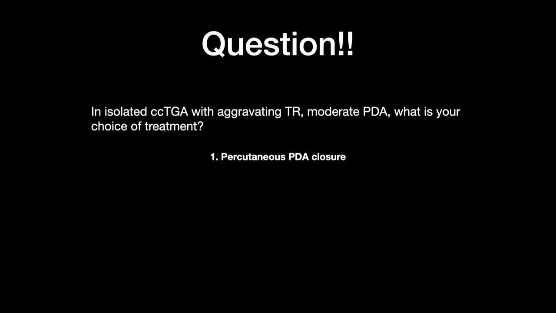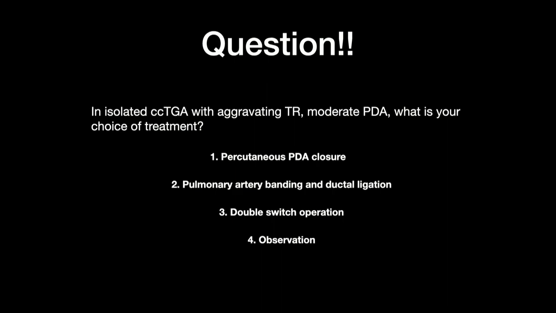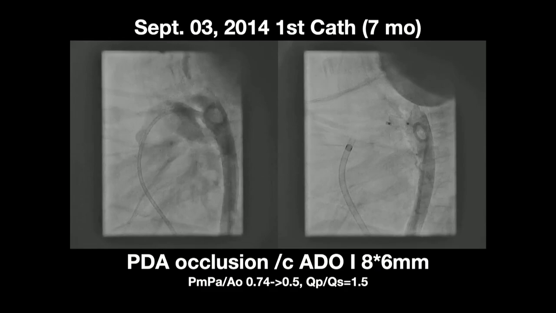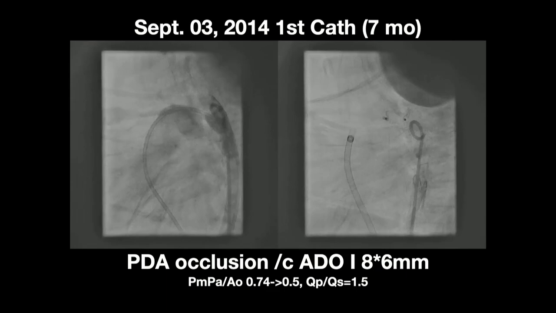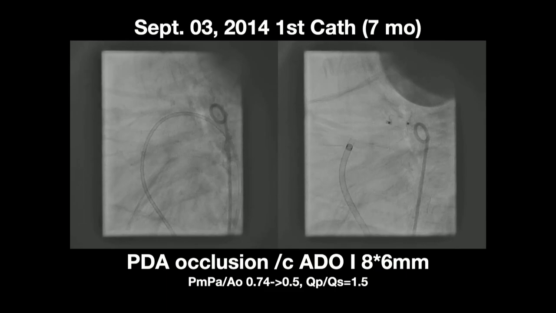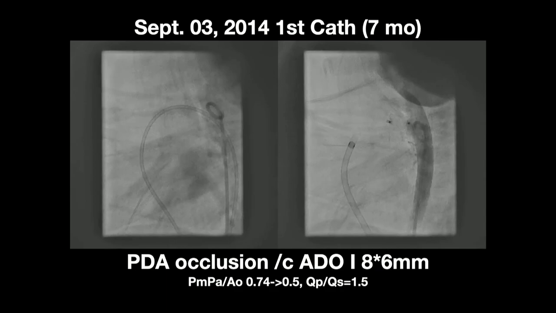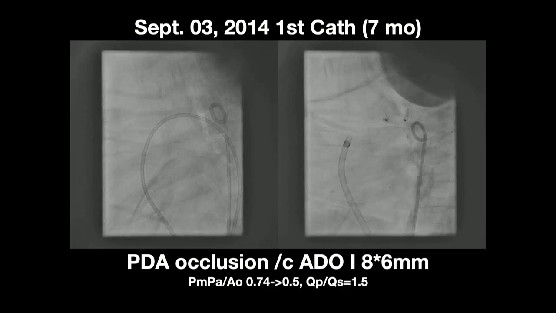So we went ahead with number one, percutaneous PDA closure, because we have excellent interventionalists. We performed PDA occlusion with ADO, 8 × 6 millimeters, at the age of 7 months. And you can see that the PA to aortic pressure ratio decreased from 0.74 to 0.5. And the Qp/Qs before the closure was 1.5.